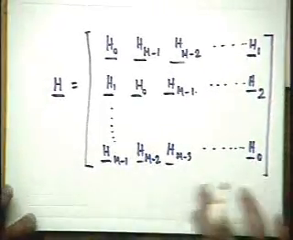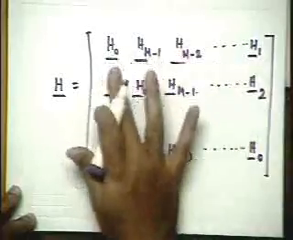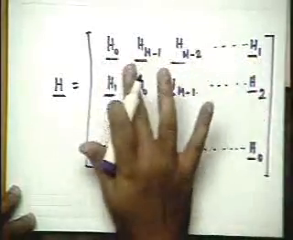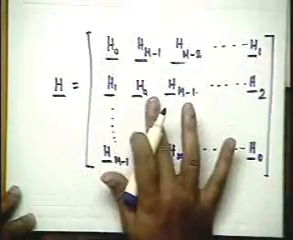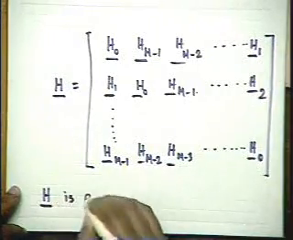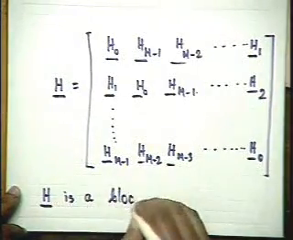So it has become a block matrix, and again you see that the indices of the elements of this block matrix are again having a circular shift. So matrix H now is a block circulant matrix.